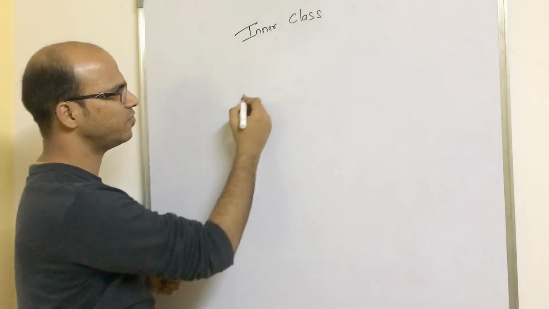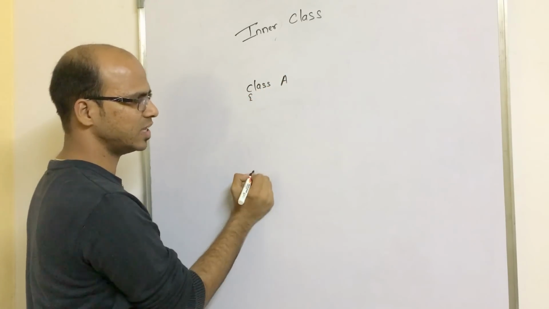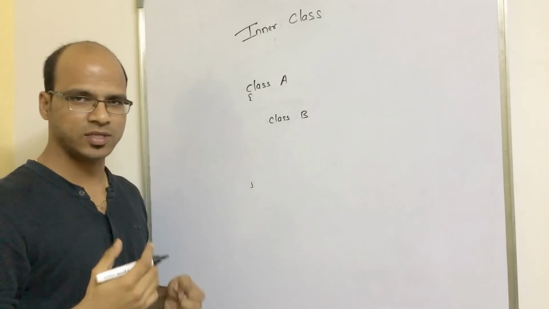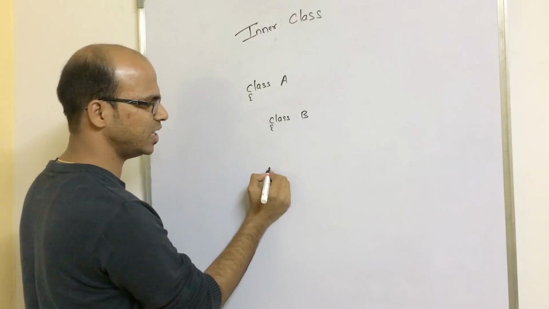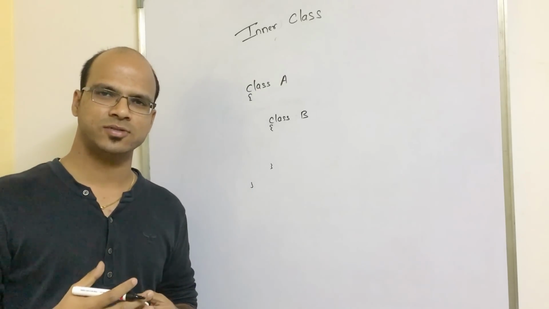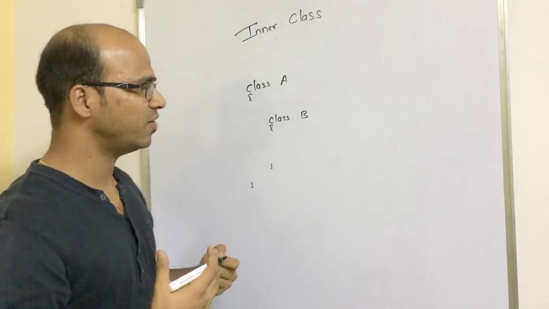So let's say we have a class A, and in this class A, I have a class which is B. So we have two classes. In class A, we have class B. This class B will be called an inner class. Now there are different types of inner classes. In total, we have three.